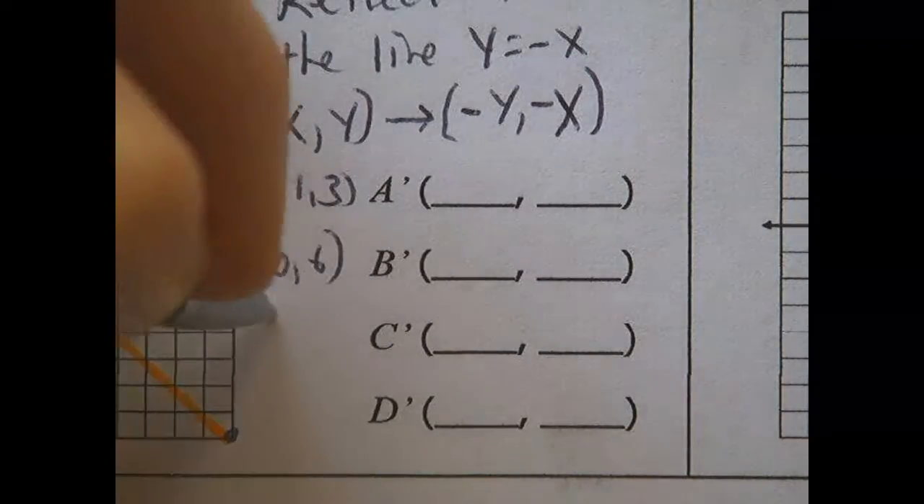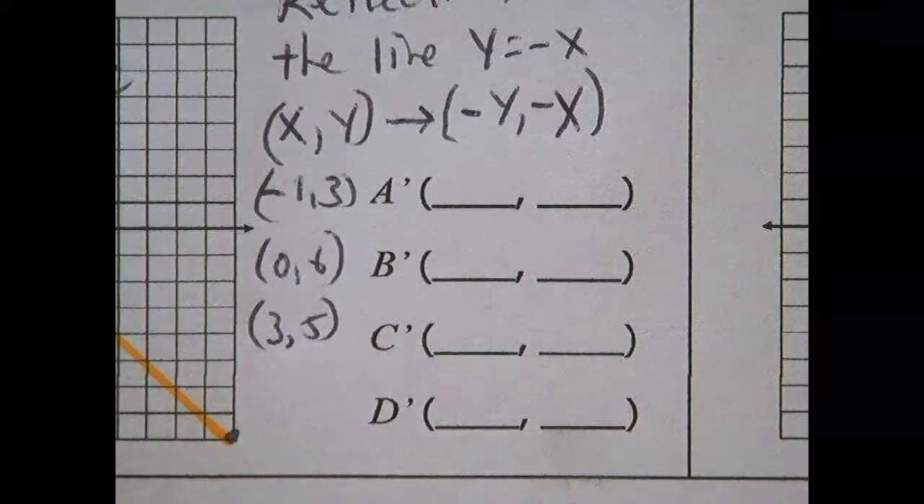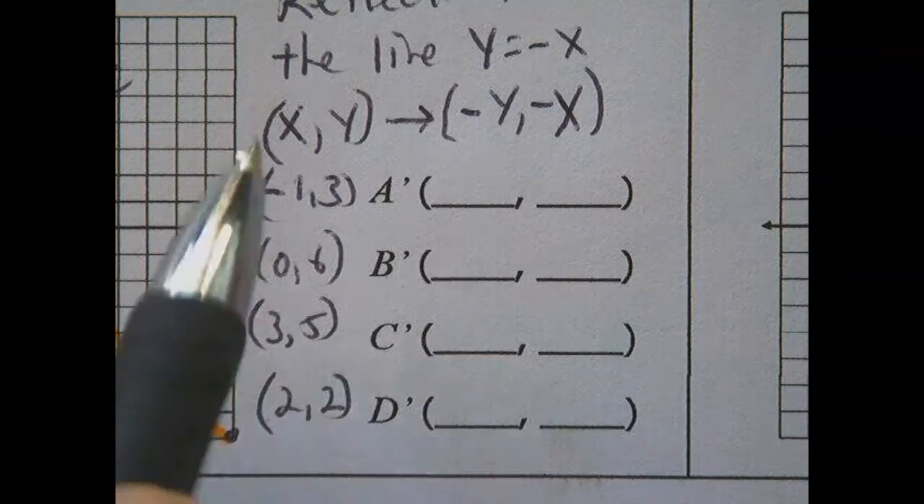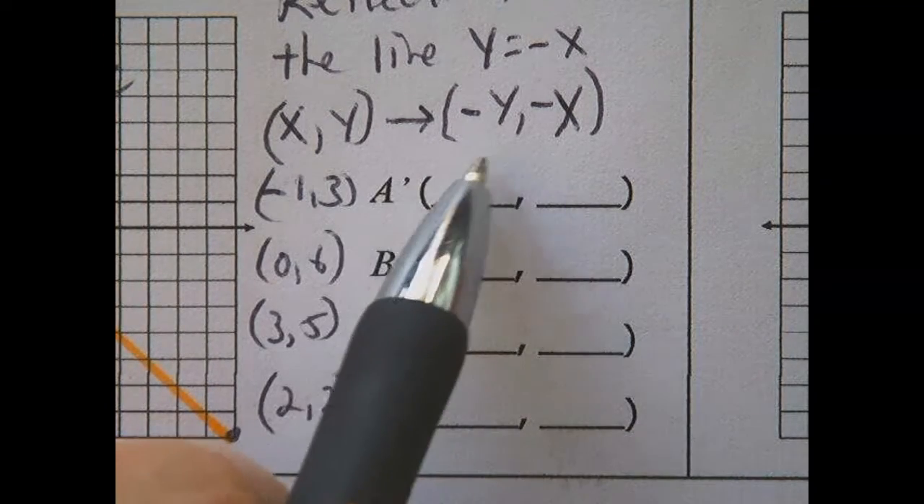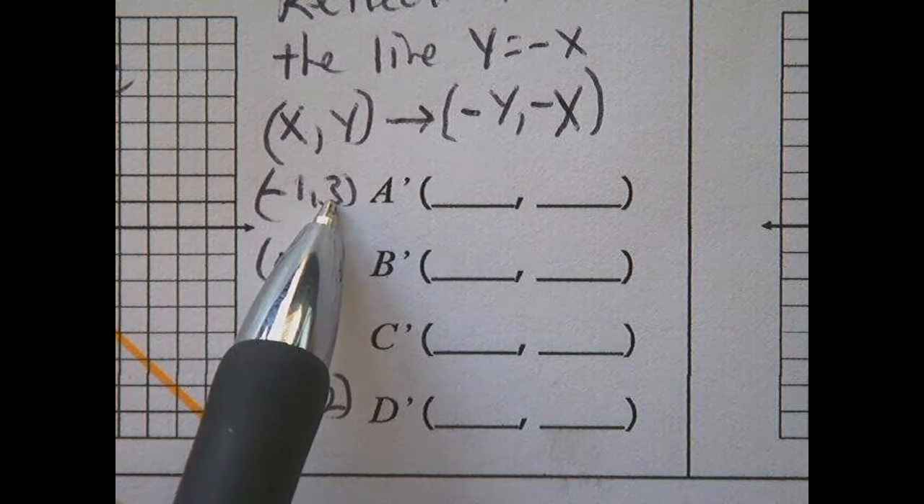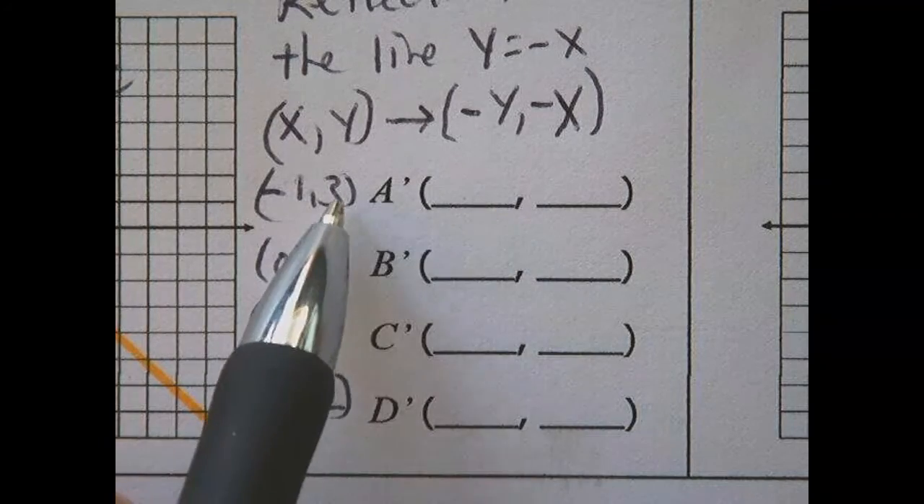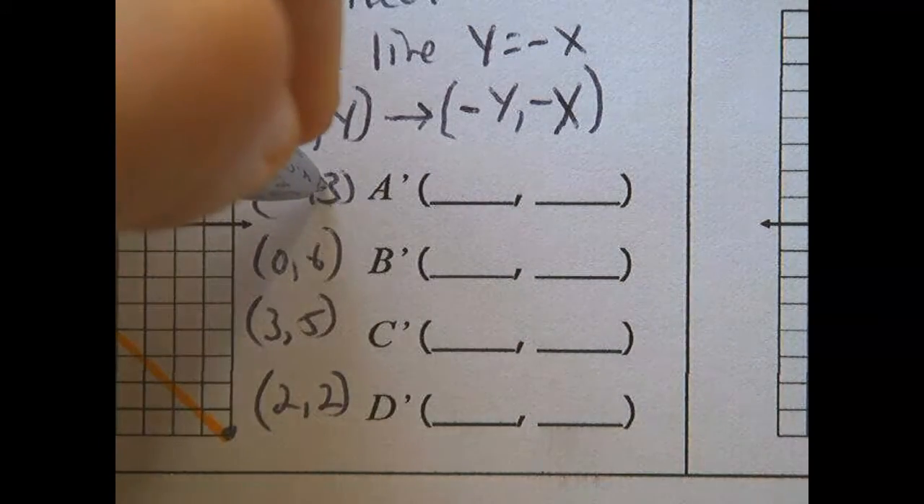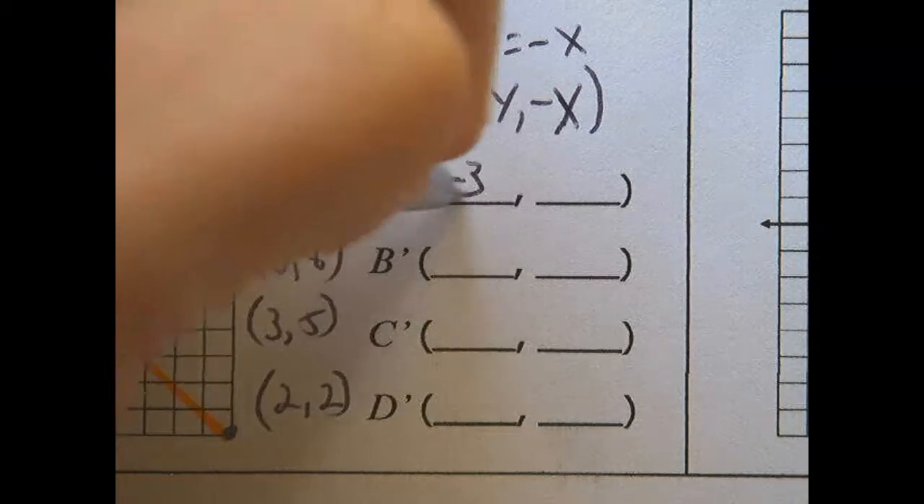The point C was at 3, 5. And the point D was at 2, 2. Let's apply the rule. All right, so negative 1, 3. Well, let's see. The 3 has to move to the beginning, and since it starts positive, now it's going to be negative. This is y. The opposite of y would be negative 3.